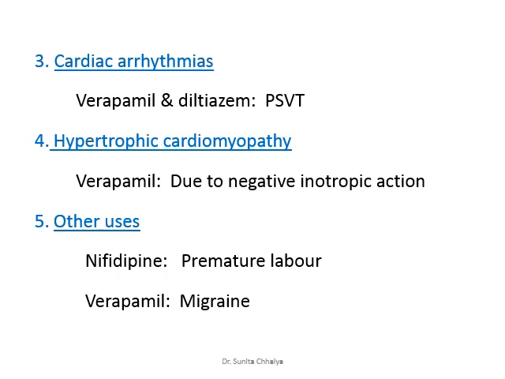Basically, due to its negative inotropic effect, it is preferred for the treatment of hypertrophic cardiomyopathy. Other uses: for premature labor, nifedipine inhibits the uterine contraction and is useful in delaying labor in premature uterine contraction. And for the prophylactic use in migraine, verapamil is used for prophylactic purpose.